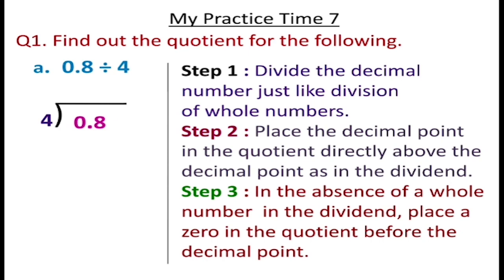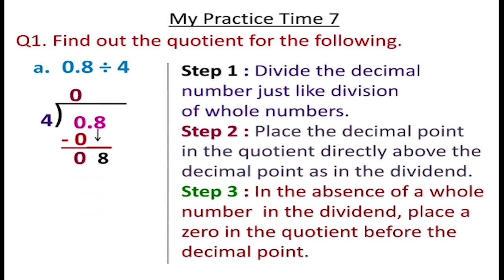So in the absence of a whole number you have to put 0 in the quotient. So put a 0 in the quotient. Multiply this 4 by 0. 4 into 0 equals 0. So write 0 here and subtract 0 from 0. You will get a 0.